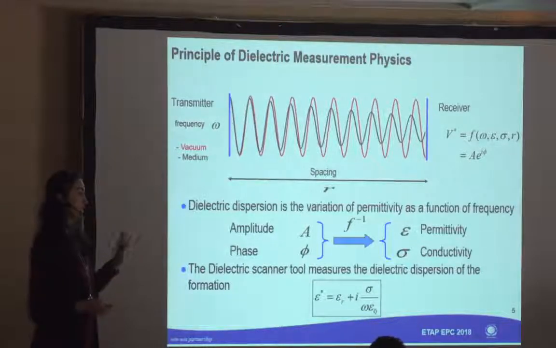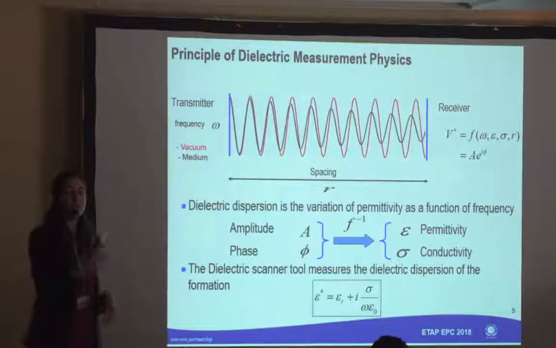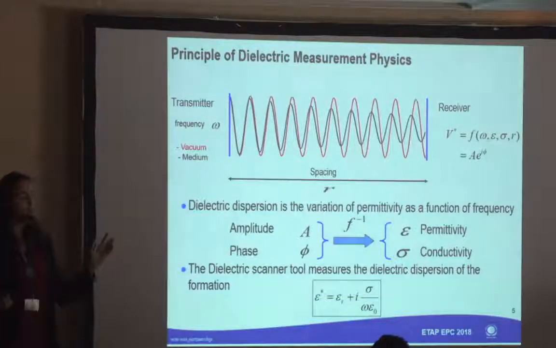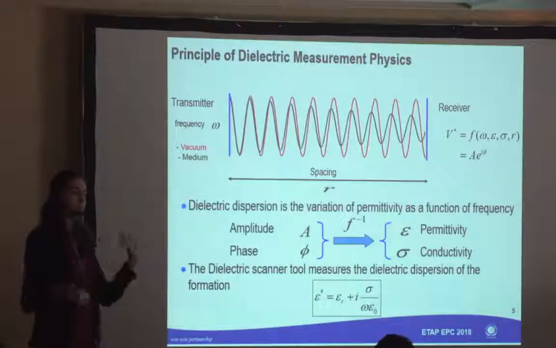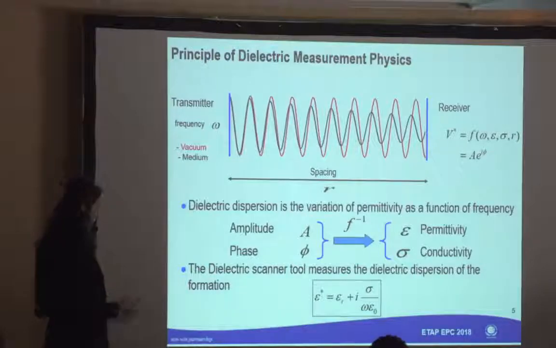These are two parameters linked to each other. And also, since we are operating at 4 different frequencies, we are also measuring the dielectric dispersion, so the difference according to the different frequency.